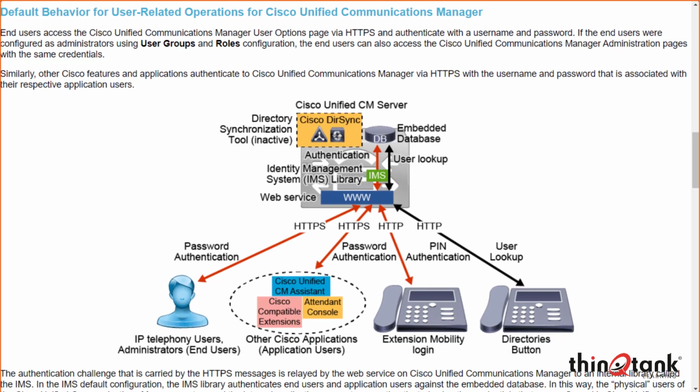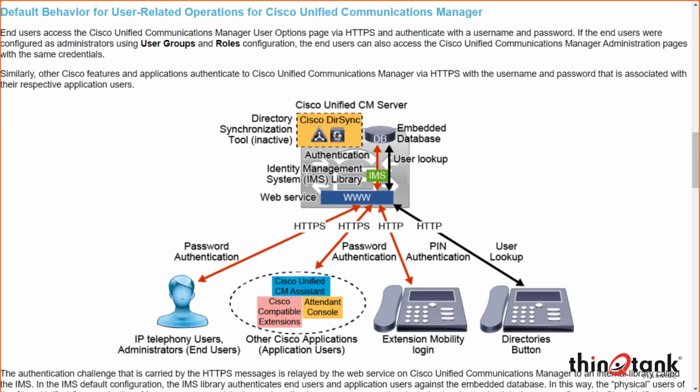All right. End user access in Call Manager is tied to a username and a password. The users themselves are put into groups and they are assigned different roles. We'll get into that in a little more detail later on. And then based on those groups and roles, they can access certain resources within the system. Now, end users can also access Call Manager administration pages if they're given the appropriate role.